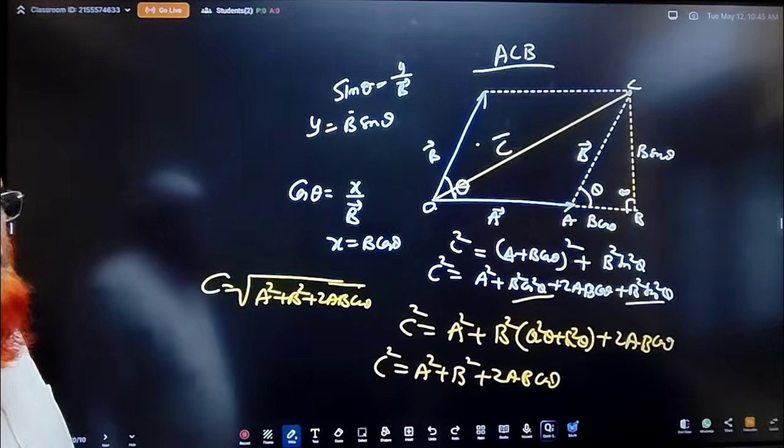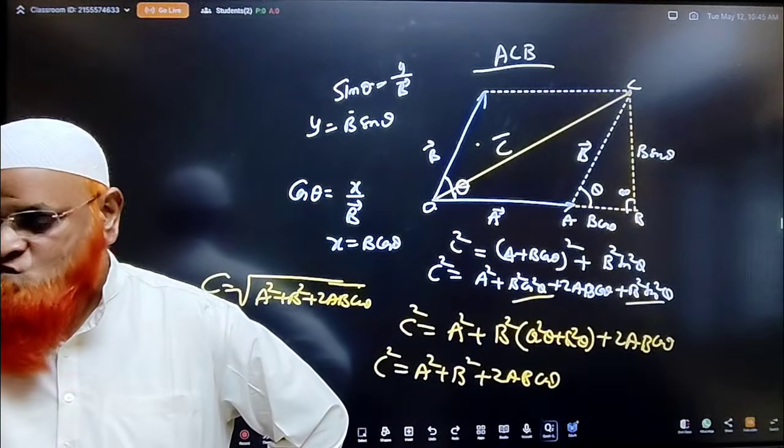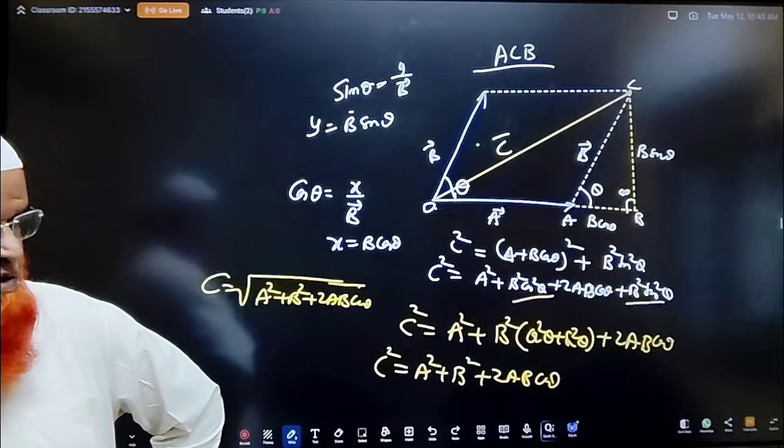This is called vector addition. Understood what I am saying? This is called vector addition.